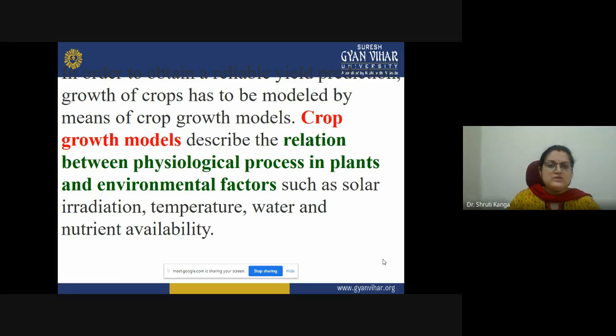Studies related to the reflectance values of different crops can be used for different kinds of crop growth models, which we have studied in the previous application, where we were talking about the growth rate or the production of the different crops can be managed.